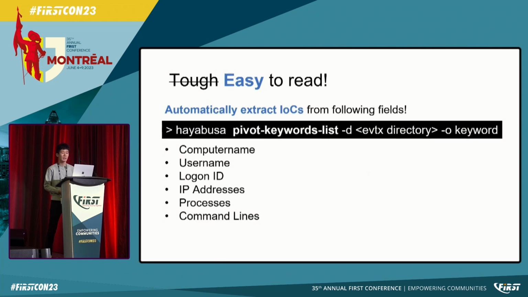The second is the pivot keyword list command. This command will automatically extract IOCs for you. Simply run the pivot keyword list command to automatically extract IOCs such as usernames, IP addresses, and command lines from the event log.